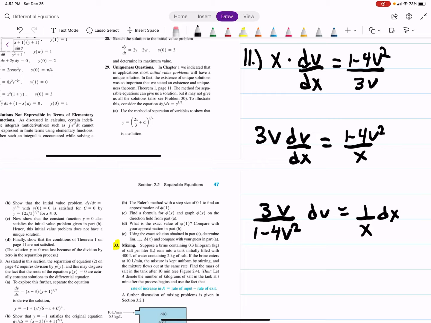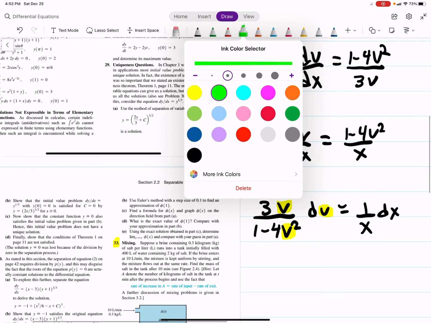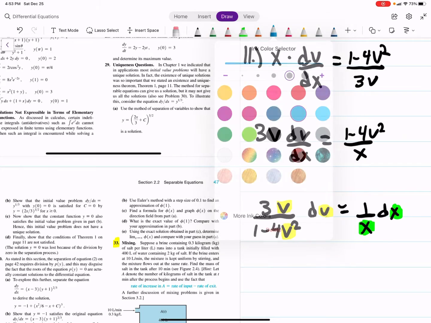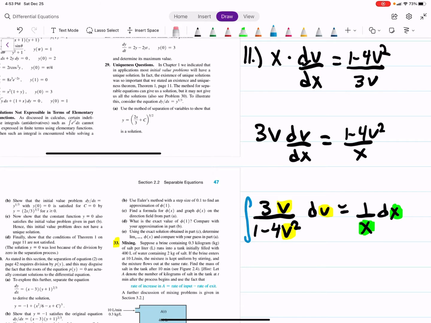So now this is separable, because our v, our dependent variable, is on one side, and our independent variable, our x, is on the other. If you can write your differential equation like that, you can just use the methods for separable equations. So in this case it does, so it's completely fine. And once you do this, the trick is to integrate both sides.